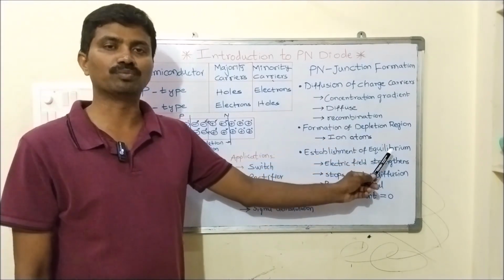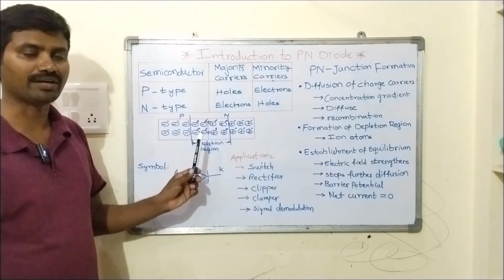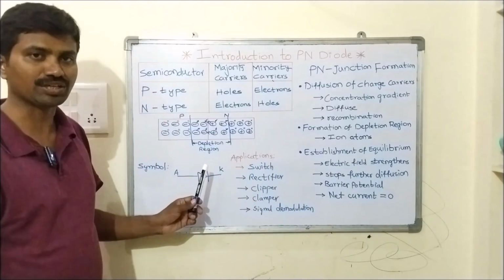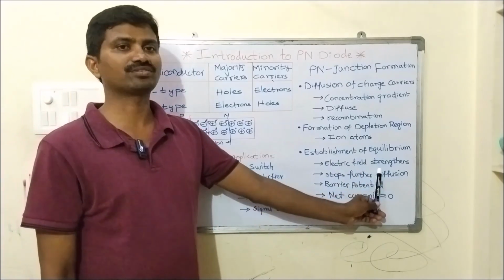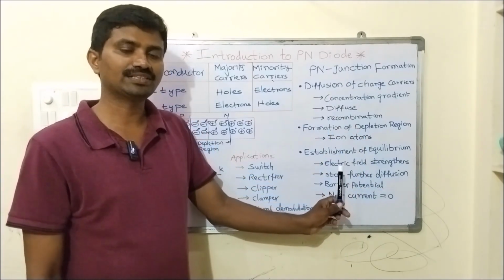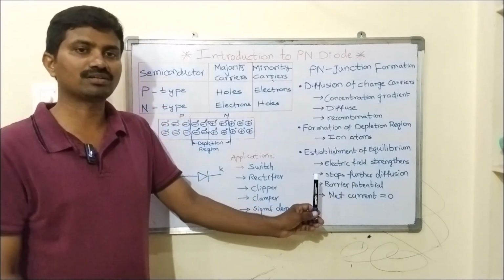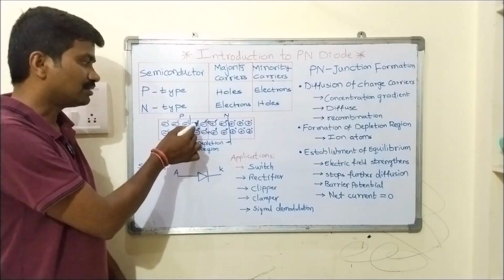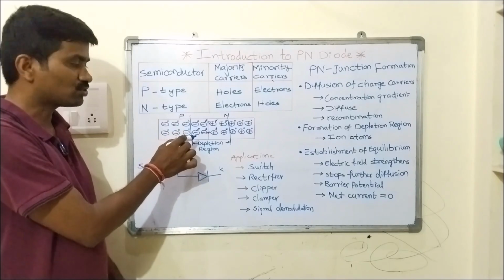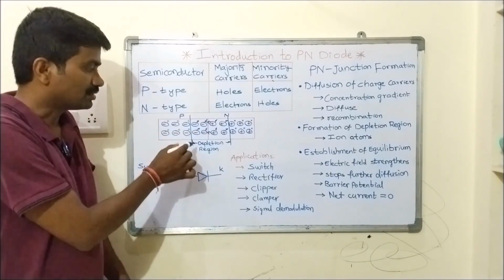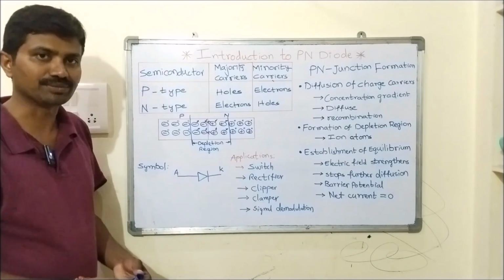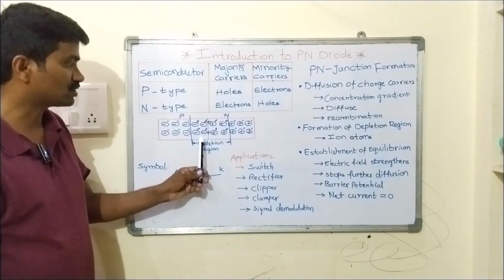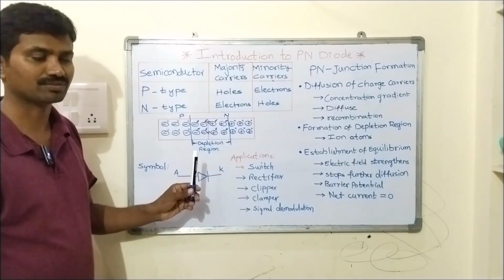This positive ion and negative ion develops electric field. As the recombinations are increasing at the junction, the electric field strengthens. This electric field creates a potential difference, or nothing but a barrier, developing at the junction. And these ions forming at the junction, this width is called a depletion region. This depletion region consists of only ions, positive ions and negative ions.